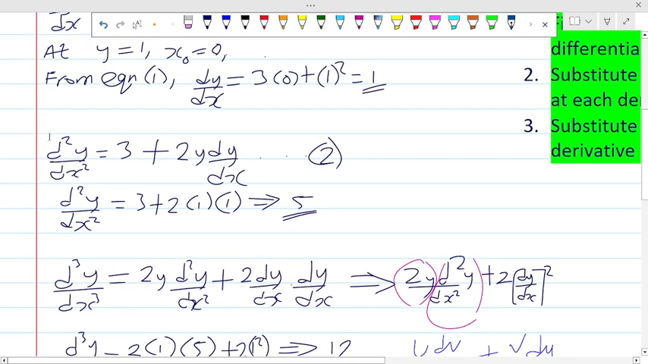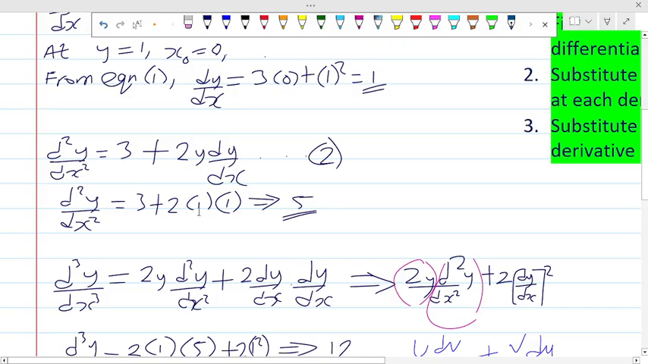Now to get the number for the second derivative, this is the equation for the second derivative. What is the answer? So you put in your values. 3 is 3, 2 is 2, y is what? Look at it, y is 1. You put the 1 here. dy/dx is what? We have gotten dy/dx as what? 1. So you put the 1 here. Then of course this multiplied by this here is 2. 2 times this, 2 times this, 2. 2 plus 3, 5. So we now have the value for the second derivative.